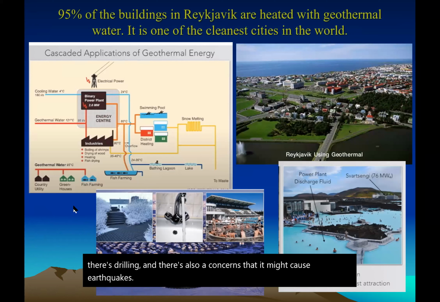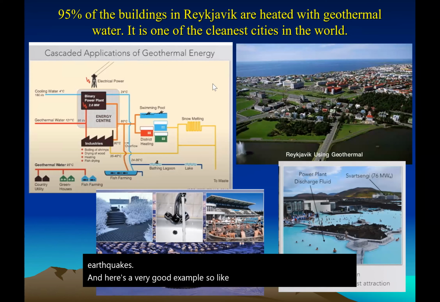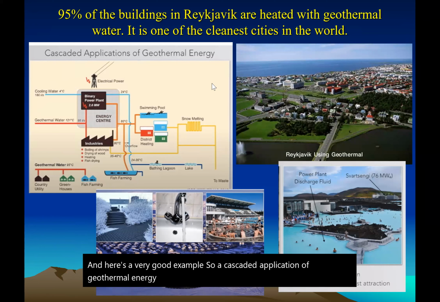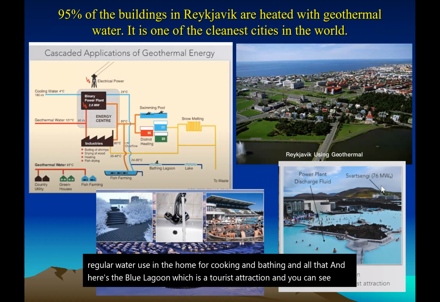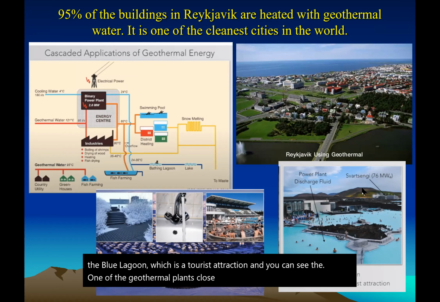And here's a very good example, like a cascaded application of geothermal energy. So instead of discarding the hot water after it's done its job to make electricity, so this is Reykjavik in Iceland. They have used that hot water to actually heat the homes, to heat sidewalks, and also for regular water use in the home for cooking and bathing and all that. And here's the Blue Lagoon, which is a tourist attraction. And you can see one of the geothermal plants close by. So the water from the plant is recycled and used by the entire city.